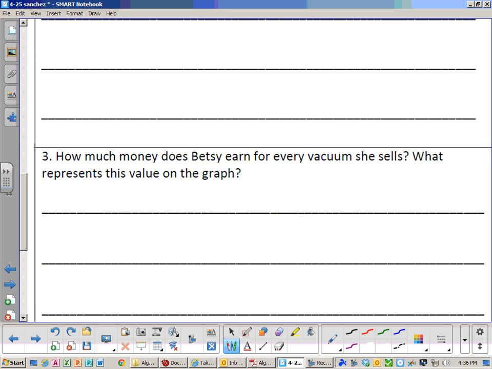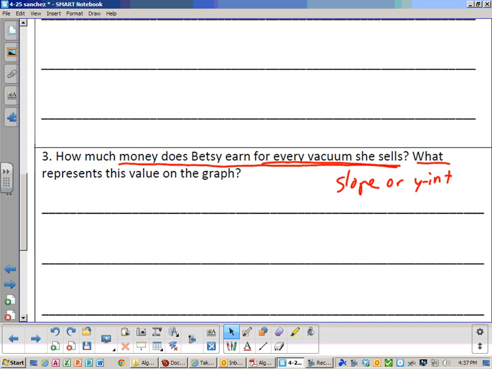Over here, when you answer this question, how much money does Betsy earn for every vacuum cleaner she sells? The answer to that question, what does that represent? First answer how much she earns, then answer whether that is representing a slope or a y-intercept. Finish it off.